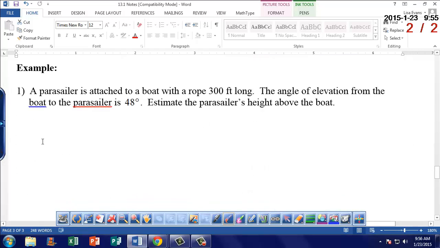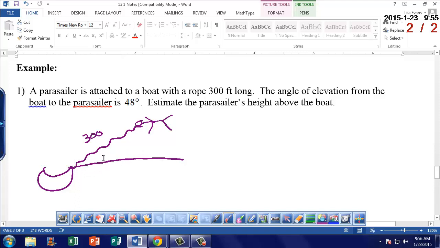A parasailer is attached to a boat. Okay, so here's a boat, here's a parasailer up in the sky with a rope. The rope is 300 feet long. The angle of elevation from the boat to the parasailer. Now be careful. You're on the boat and you're looking up at the parasailer. So we're going to go out and then up. This is our angle of elevation. This is 48 degrees. Estimate the parasailer's height above the boat.